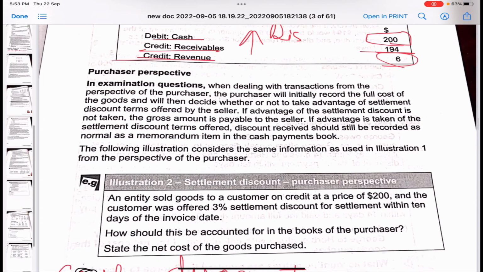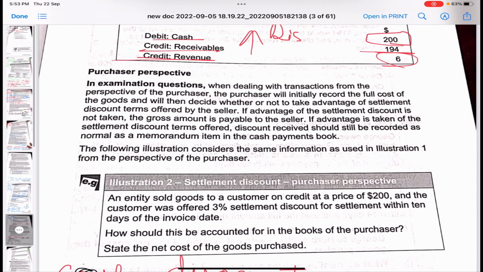Now let's see the purchaser's perspective. So right now we just discussed the seller's perspective, that the journal entries which we saw were of the seller's perspective, right? So now let us see how the purchaser's perspective works. The purchaser's perspective will literally just be the opposite of what it was for the sales perspective.